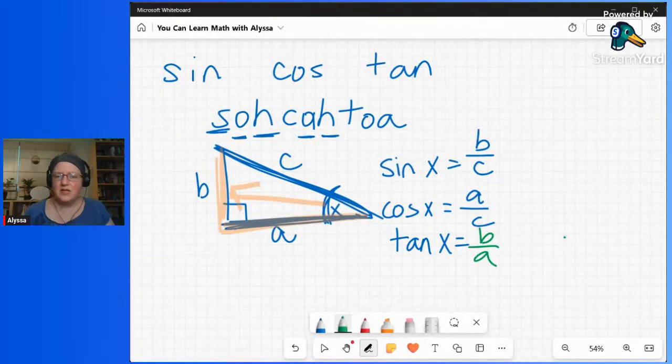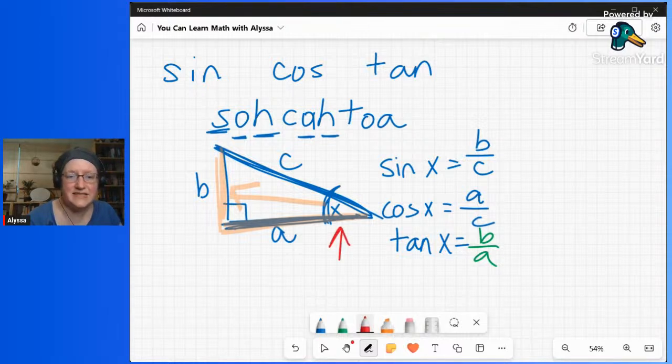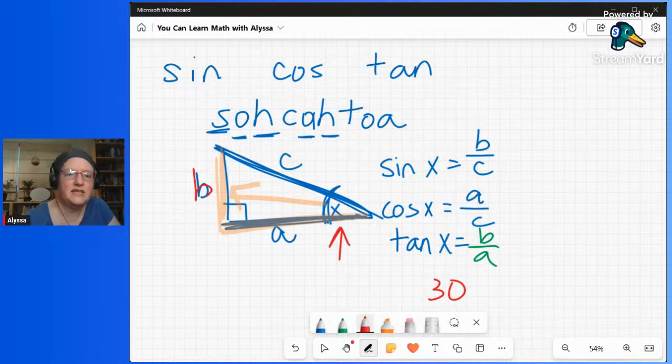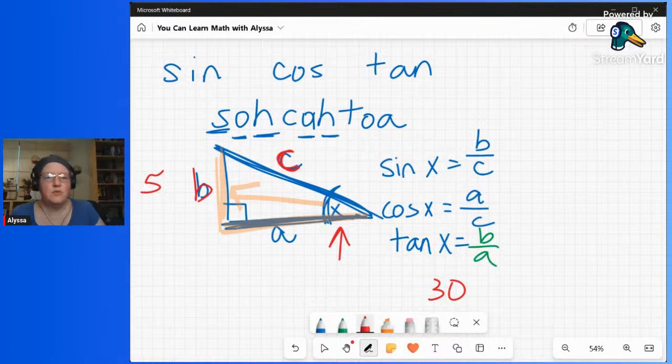Yeah, and so a lot of these will be things like they might tell you what the value of X is, then give you one side and ask you to solve for the other side. So they say, okay, X is 30 degrees, and if B is 5, then what is C? What is the hypotenuse?